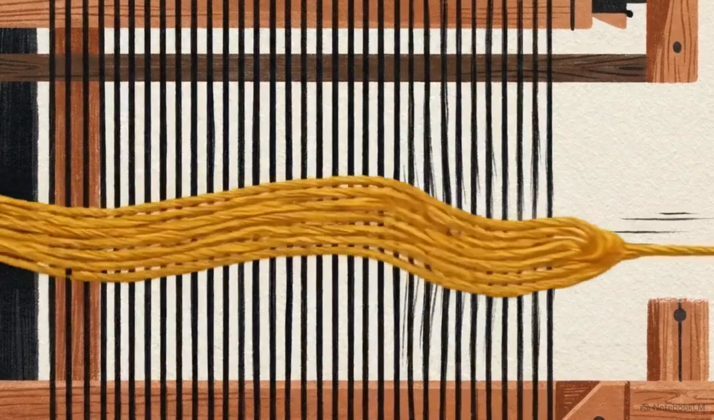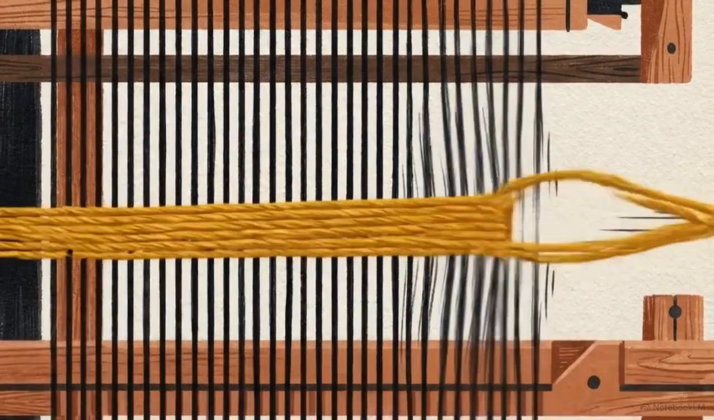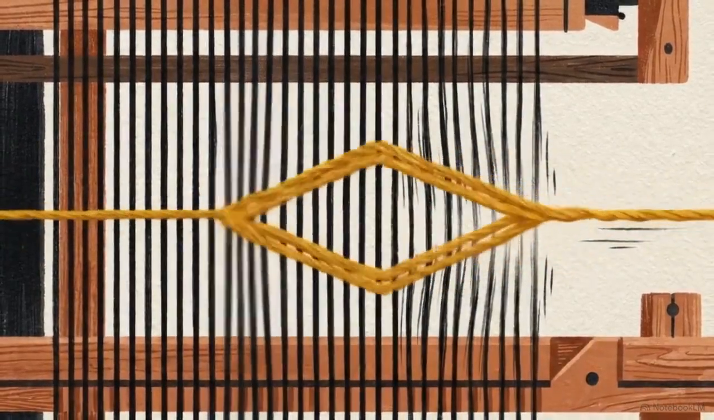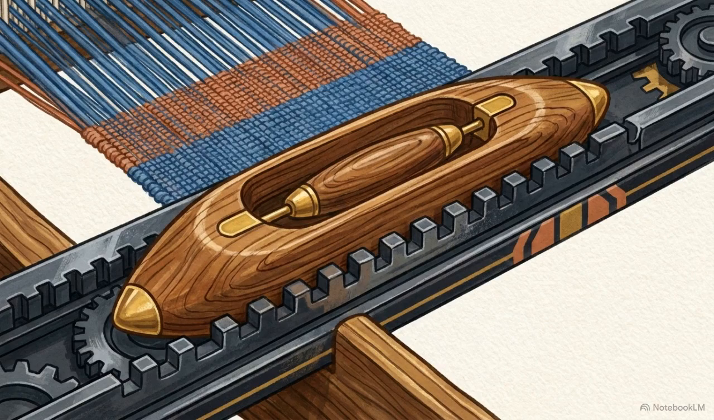Centuries before the microchip, humans engineered sophisticated physical systems using nothing but thread and tension. At its most basic level, weaving operates on a binary logic. It is a sequence of over and under, a physical language dictated by a strict, repeatable mechanical code.